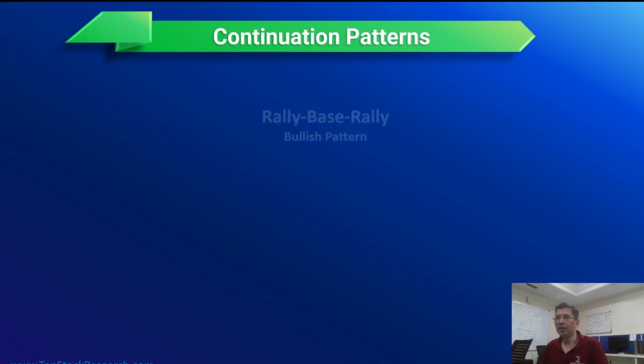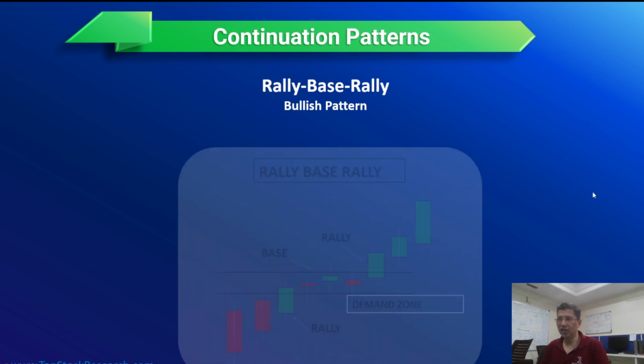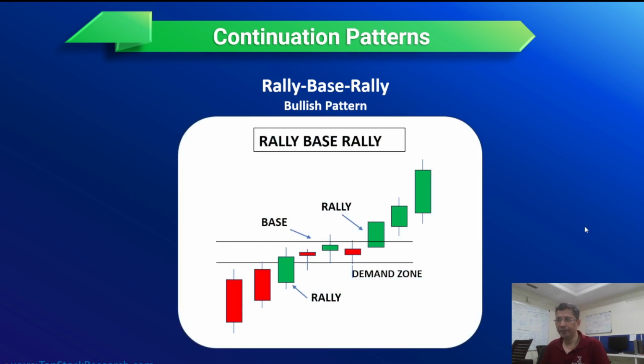Continuation bullish pattern. There's a pattern called rally base rally, which is a bullish and a continuation pattern. Let's see how it looks. You have a rally, a big green candle, followed by a few base candles or boring candles, and then followed by another rally. A few things to spot: two green candles separated, almost in the middle, by a few different boring candles.